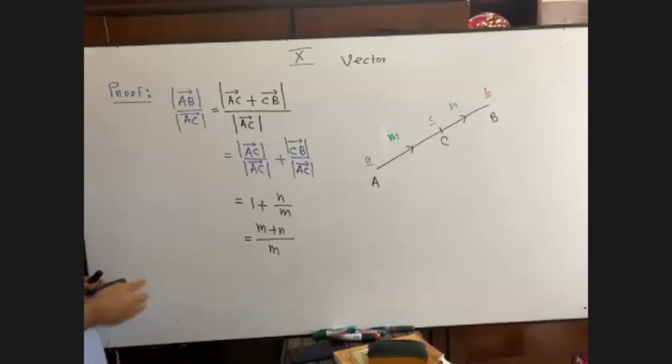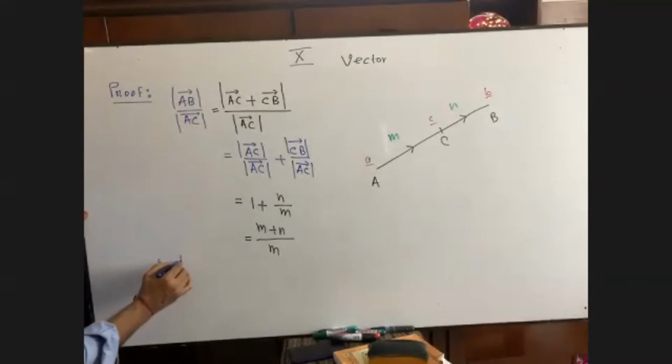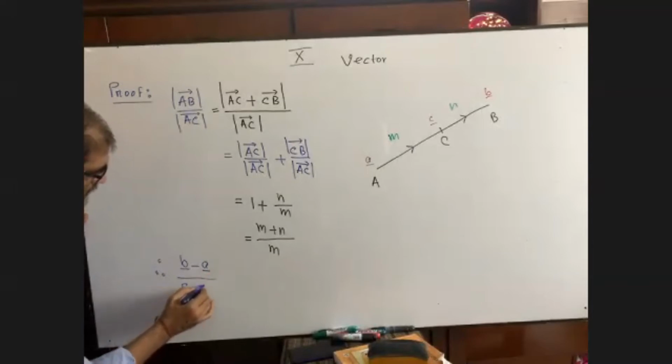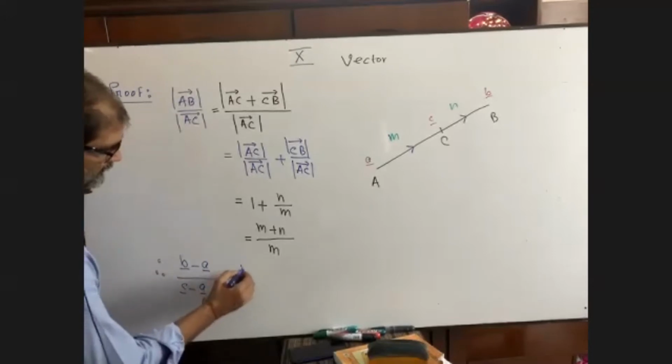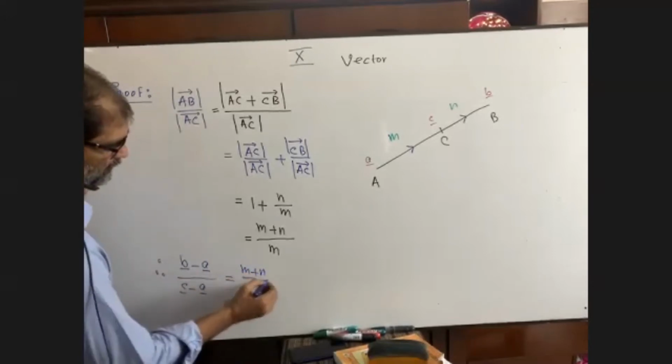Now, have you copied it? Yes, sir. Can you let me know what's about AB? AB equals to what? What is AB? AB means what? That I told you. AB means B minus A. What is AC? AC means C minus A. So AB by AC is equal to M plus N by M.